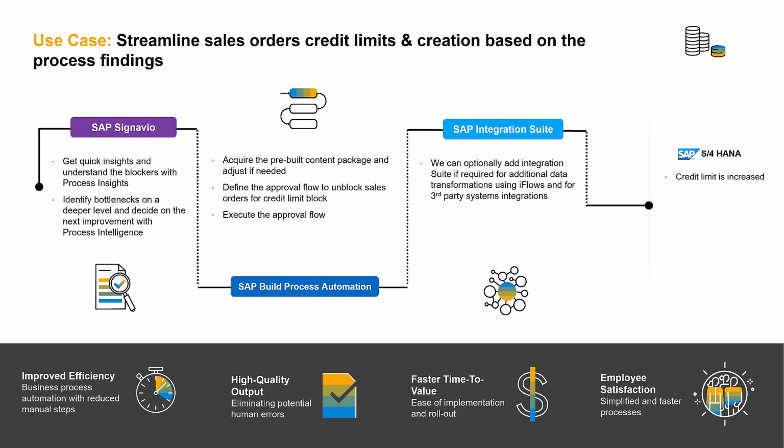Because again, we can combine here Signavio and build process automation in the context of S/4. With Signavio, we can get quick insights into the process. We can analyze what's going on using the process insights tool, and then we can receive certain recommendations already. Then we can go to a deeper level with process intelligence to really find the specific first and highest priority improvement that you should make.